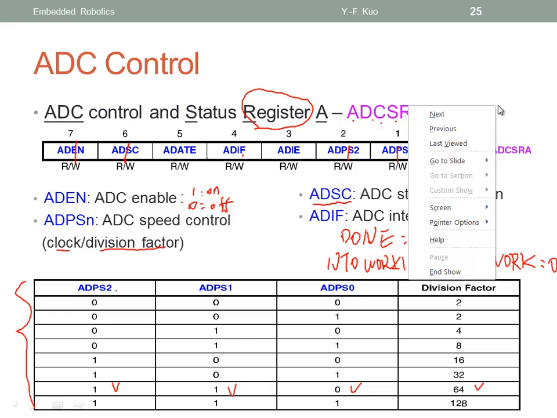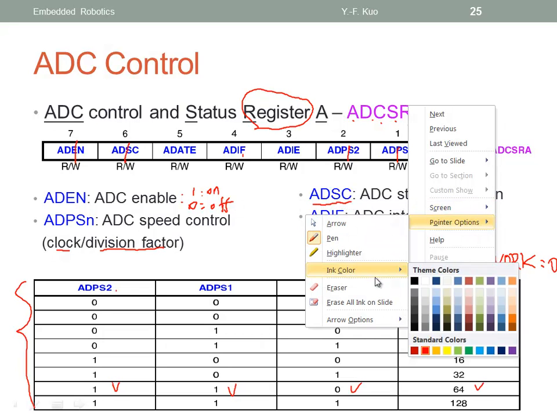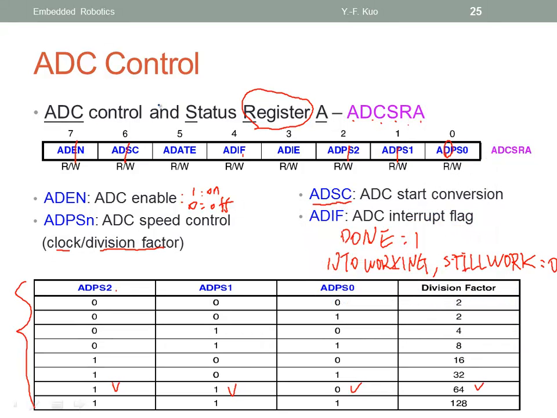So that means these bits, ADEN, ADPSn, and ADSC, are more like control bits. And this bit, ADIF, is more like a status bit. It tells you the status of the ADC. So they have different functions.